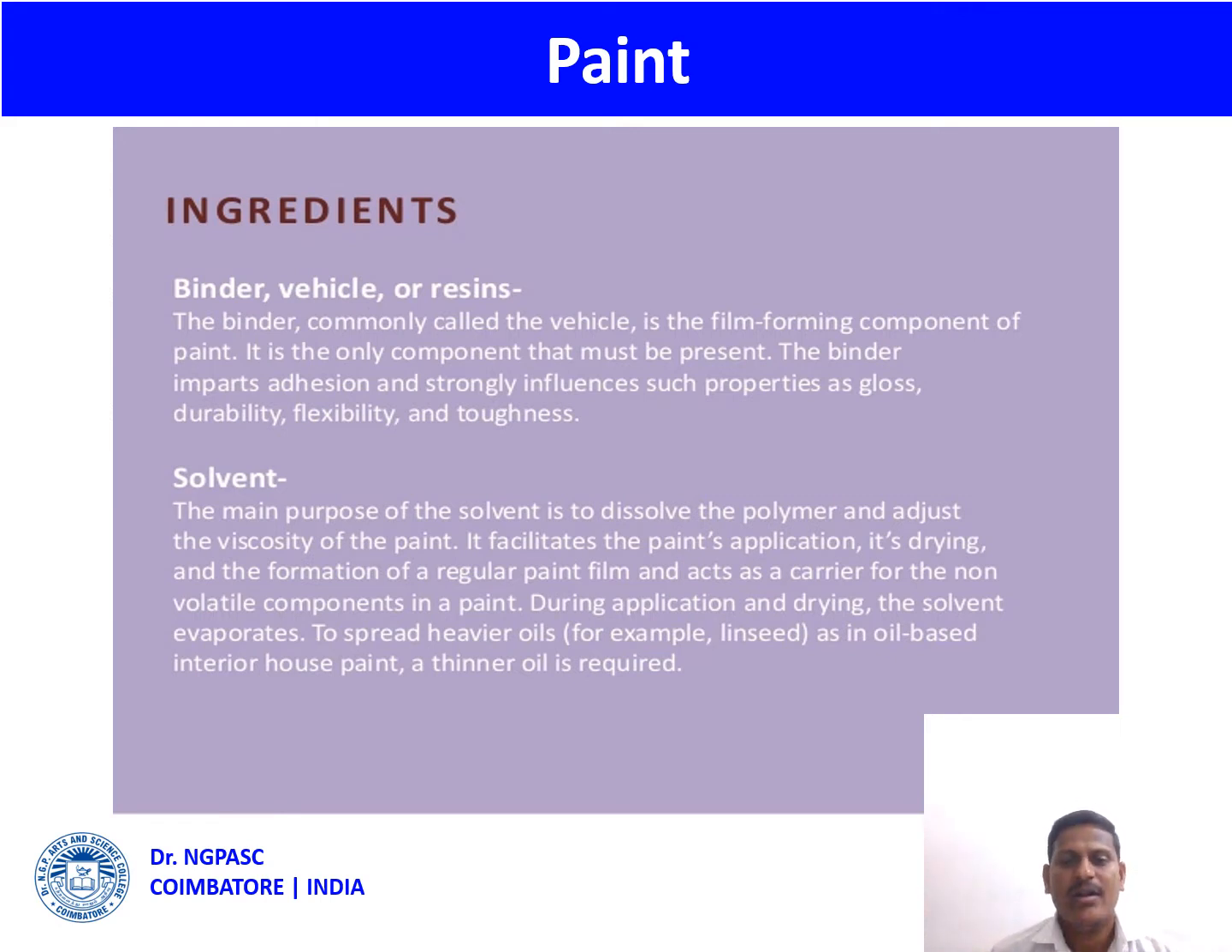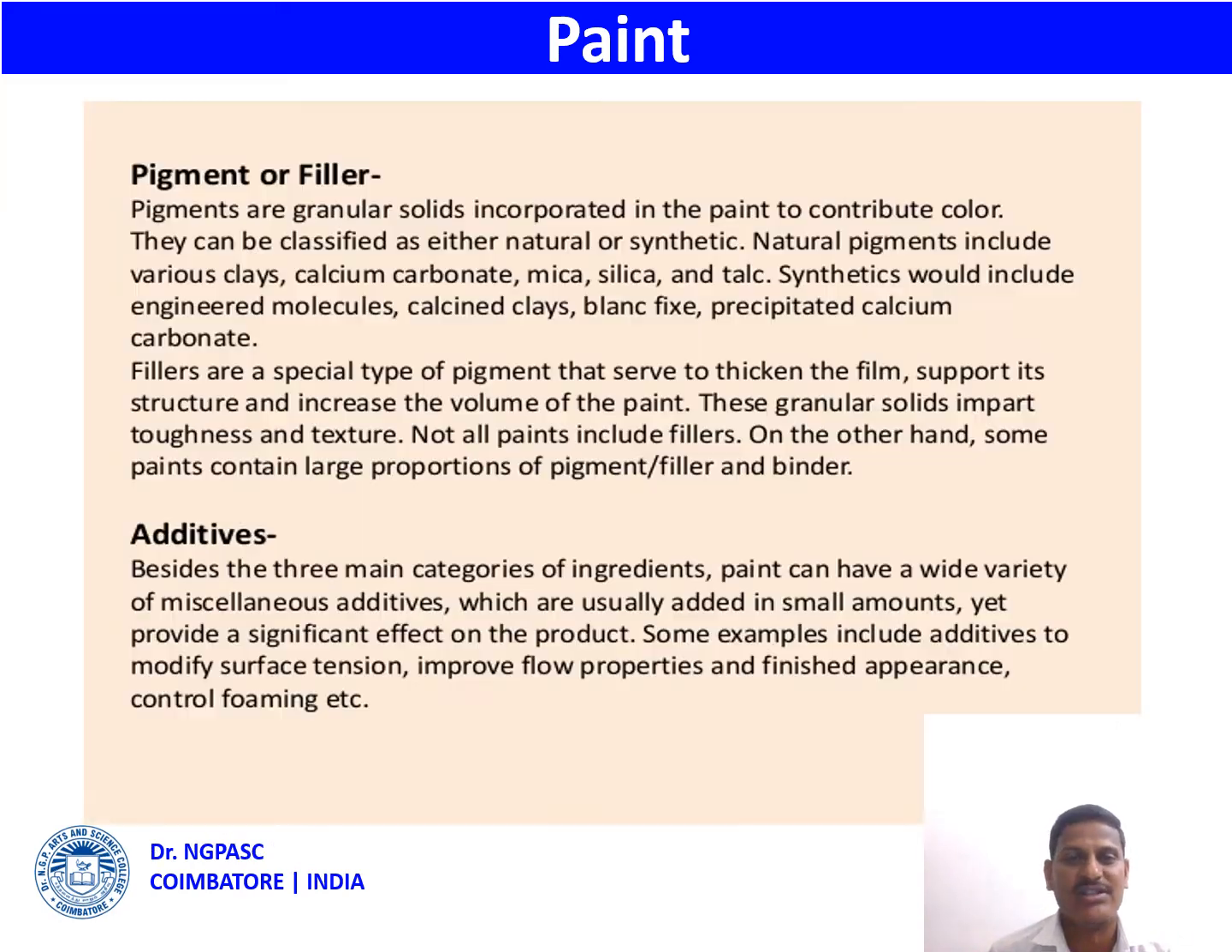Another ingredient is the solvent. Solvent is a main ingredient added into the paint manufacturing process. What are the important solvents? They are oil based materials and thinner. Mainly the solvent is thinner oil, widely used in the manufacturing process.